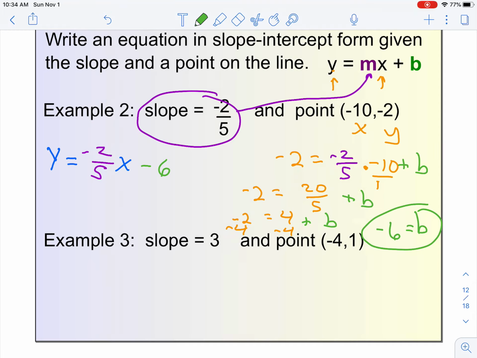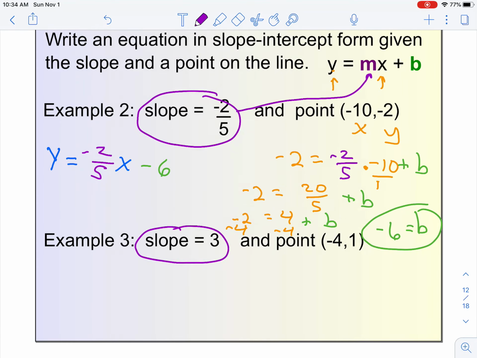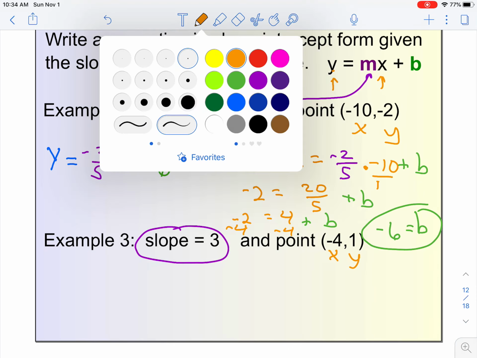All right, it's your turn. Okay, it's your turn to try example 3. So I'd like you to pause the video and see if you can follow those same steps to plug your slope in here to y equals mx plus b, and plug your x and y value in for y and x, and solve for b. So go ahead, pause the video, give this a try, then restart the video to see if you got it correct, and also so that I can give you some further explanations if you need them.